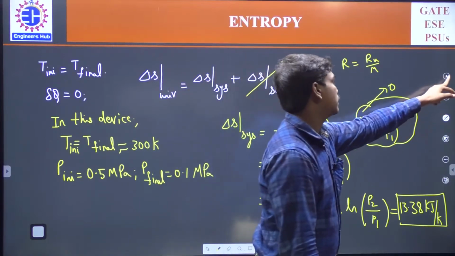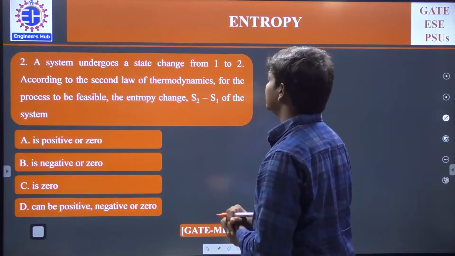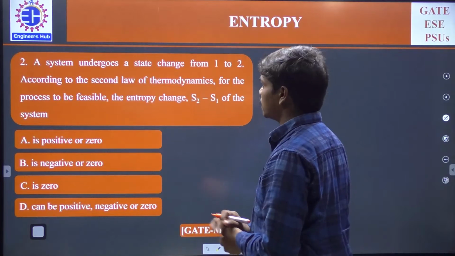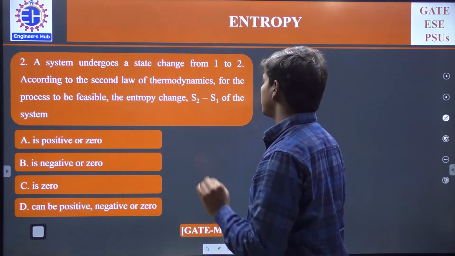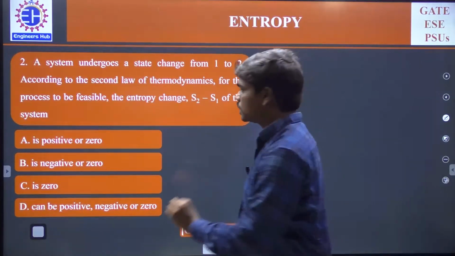Okay. Next, we'll go for the second question. So please see this question. A system undergoes a state change from 1 to 2. According to the second law of thermodynamics, for the process to be feasible, the entropy change S2 minus S1 of the system is. Please tell me what would be the correct option out of these 4 options.